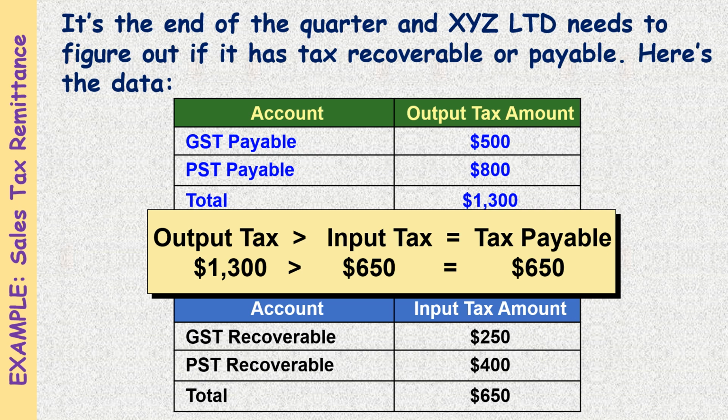So this is known as offsetting. You look at your input tax, compare it with your output tax, and determine whether there is a recoverable or a payable. Since XYZ Limited received $1,300 as an output tax and paid $650 as input tax on its purchases, it has to pay the government $650, the difference. And how do we do the accounting for it? Here is the journal entry.